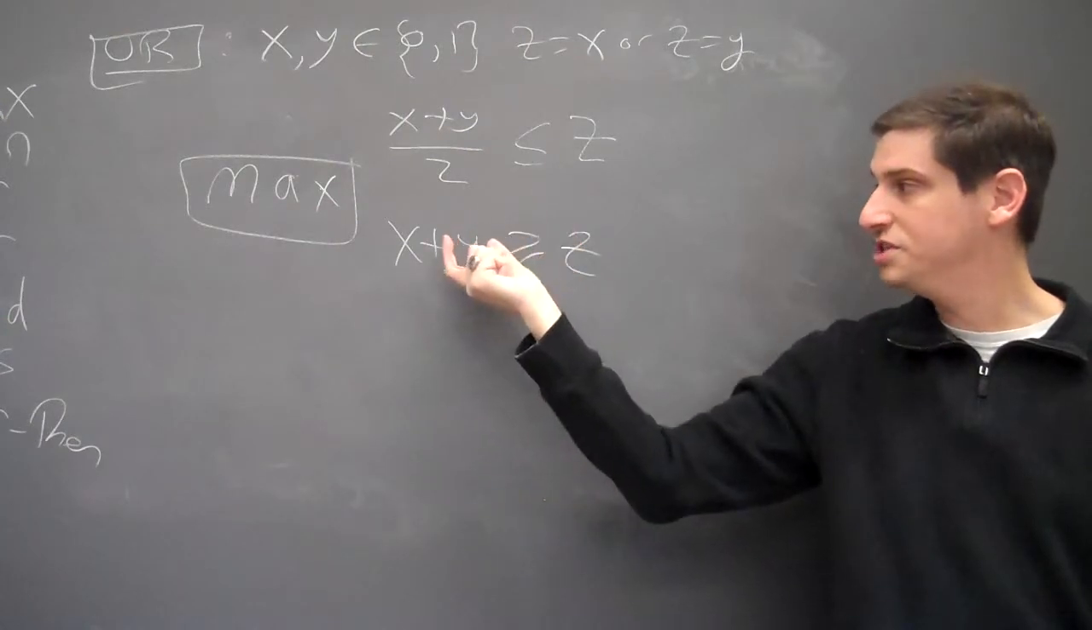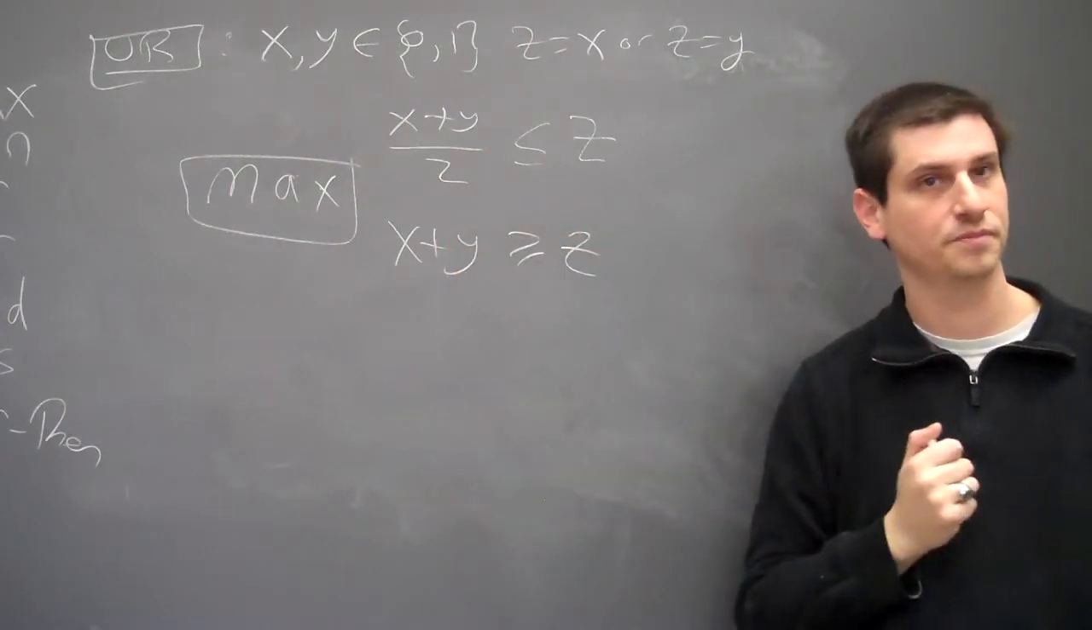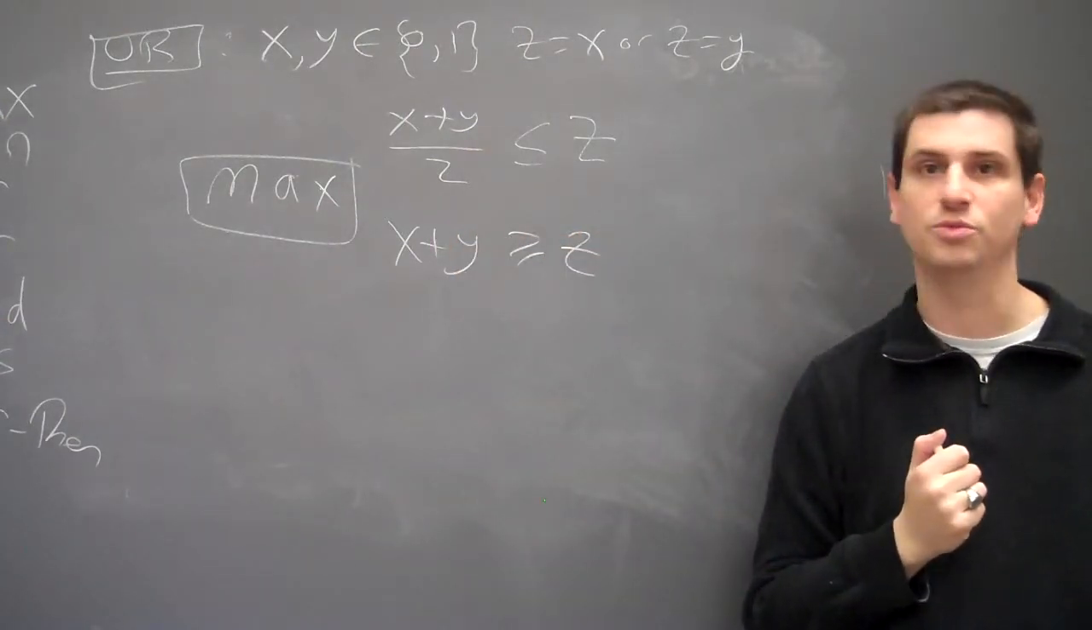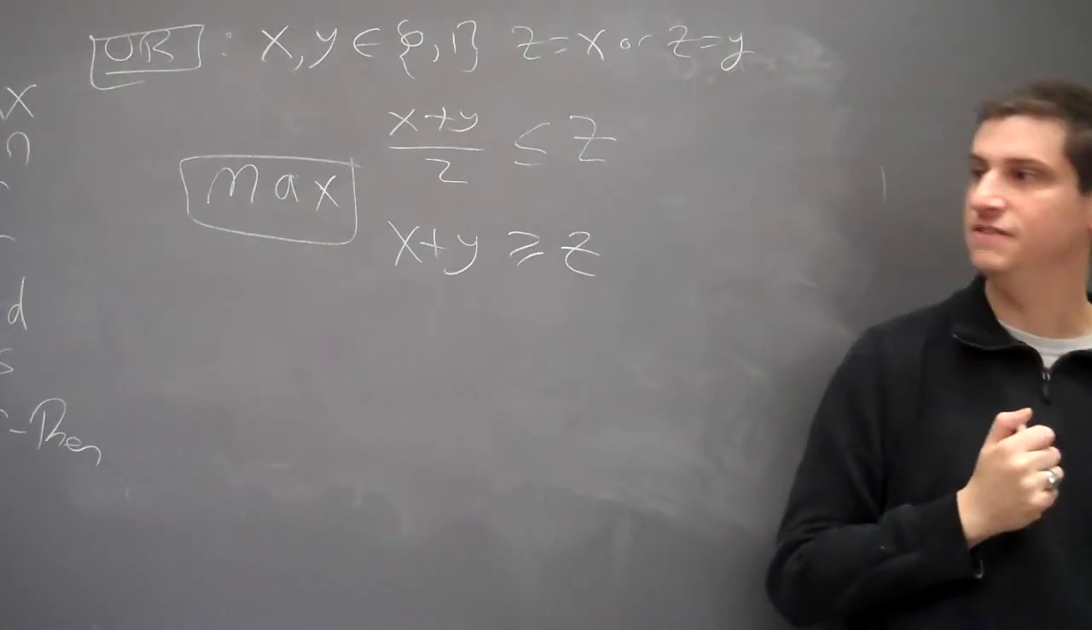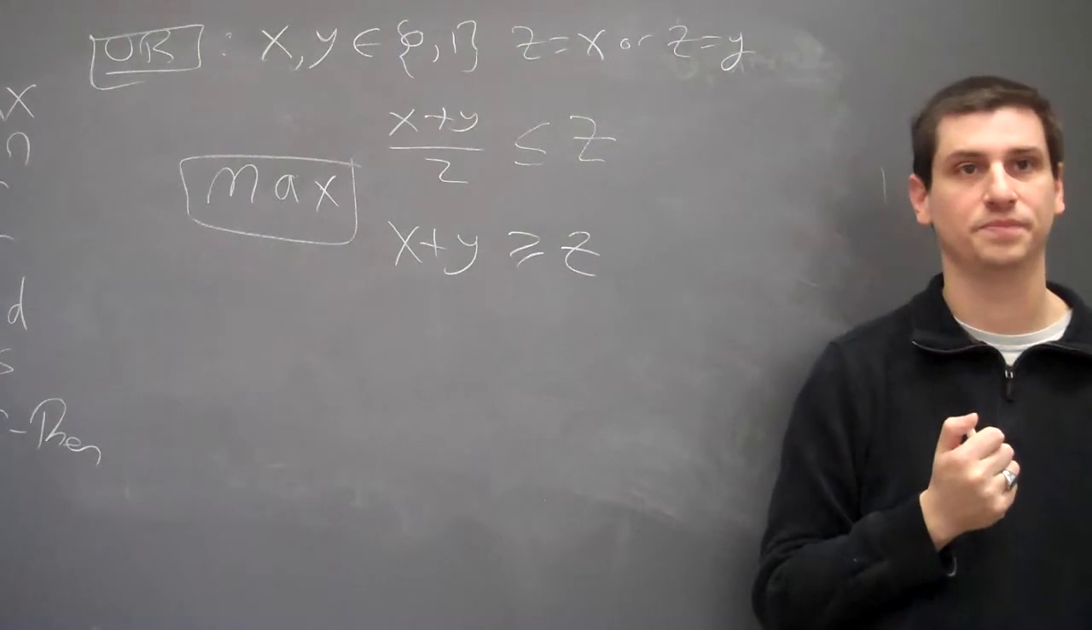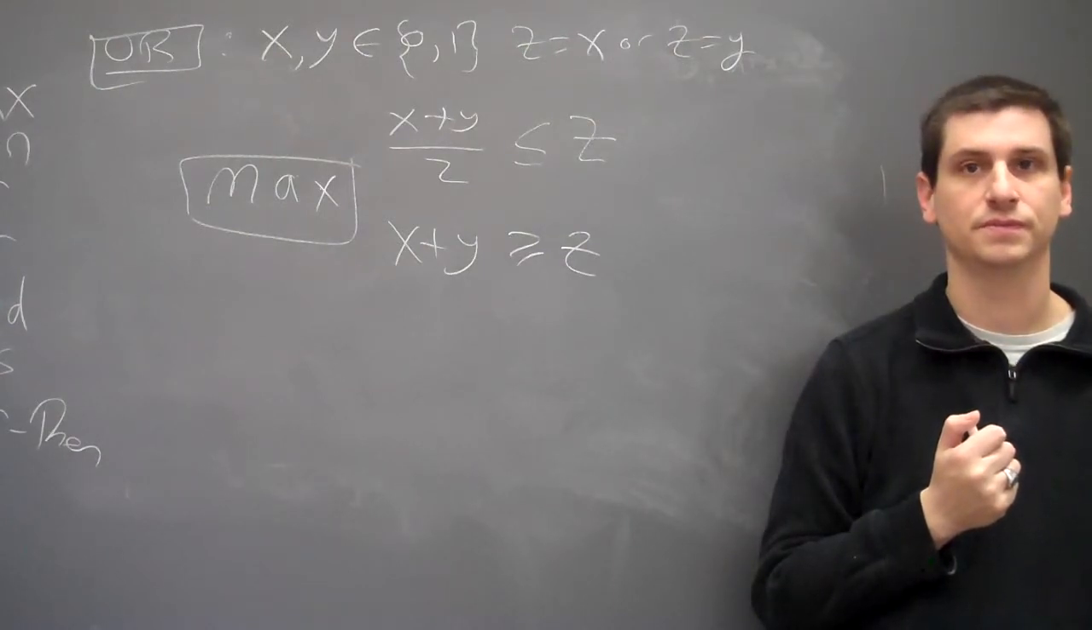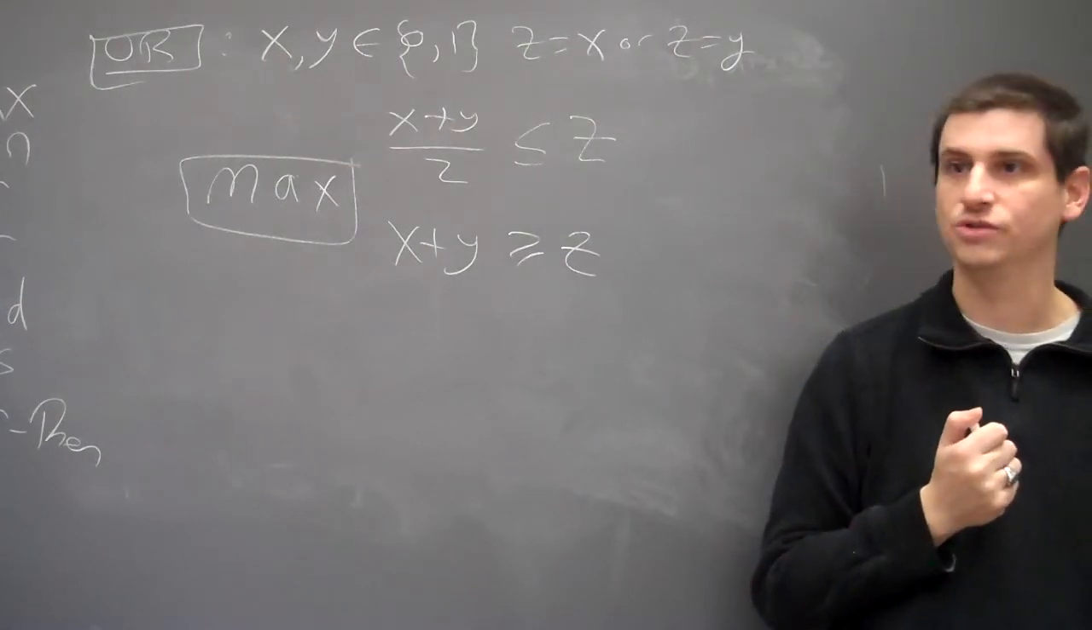So again, if they're both 0, there's no problem. If they're both 1, there's no problem. But unfortunately, if they're opposite, there is an issue. So what else could we try?